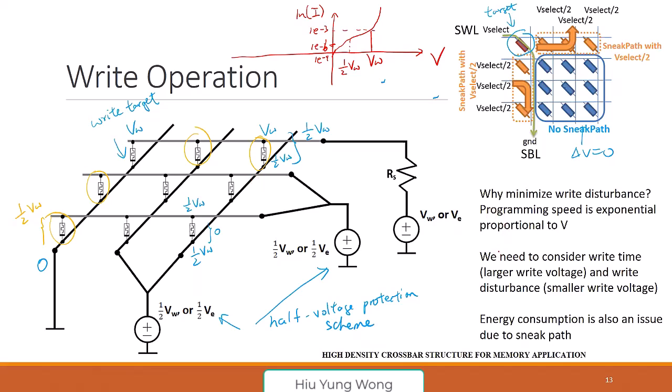Programming speed is exponentially proportional to V. So maybe I spend 10 nanoseconds, I can program this one, but I might need to wait for 100 seconds to program this one. But I'm not going to put 100 seconds of V over 2 on this resistor. So no problem, yeah? Problem is there, just like what you see. You still have leakage, still have some tiny programming, but for practical purpose, maybe this is good.